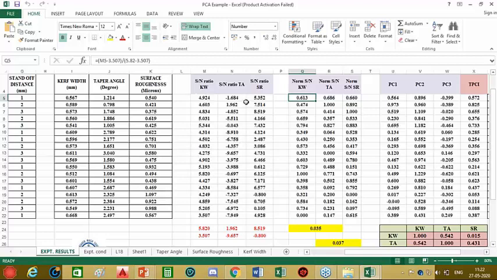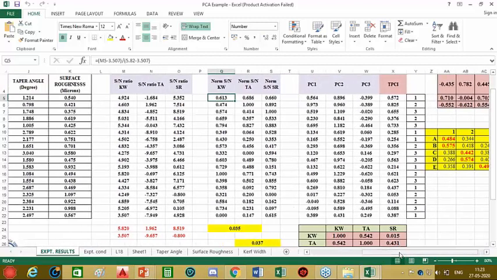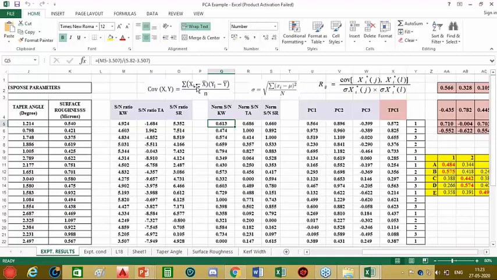So this way, depending upon whether your objective is to be maximized or minimized, we can normalize the SN ratios. Thus here we normalize the SN ratios for all the three responses. Then we need to find out two things: one is the covariance and second is the standard deviation. This is because here we have to prepare the correlation matrix. Now here we use the Pearson correlation coefficient.